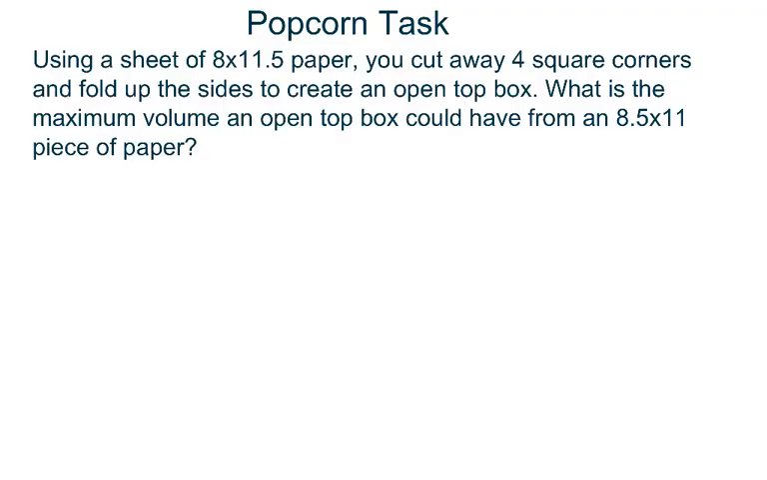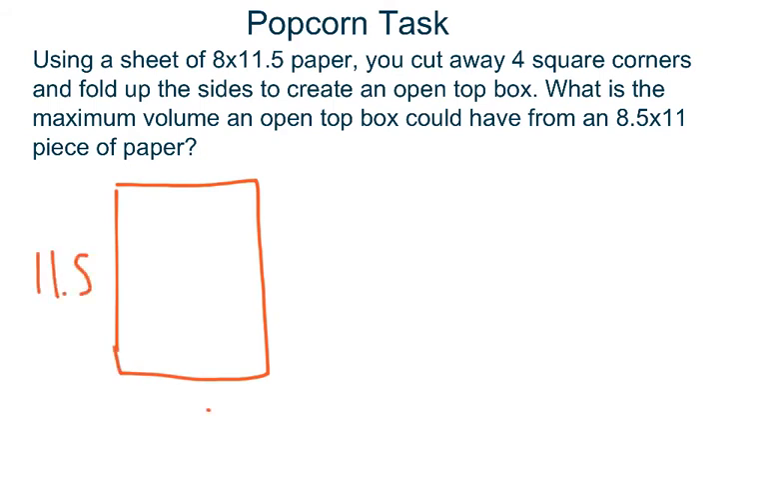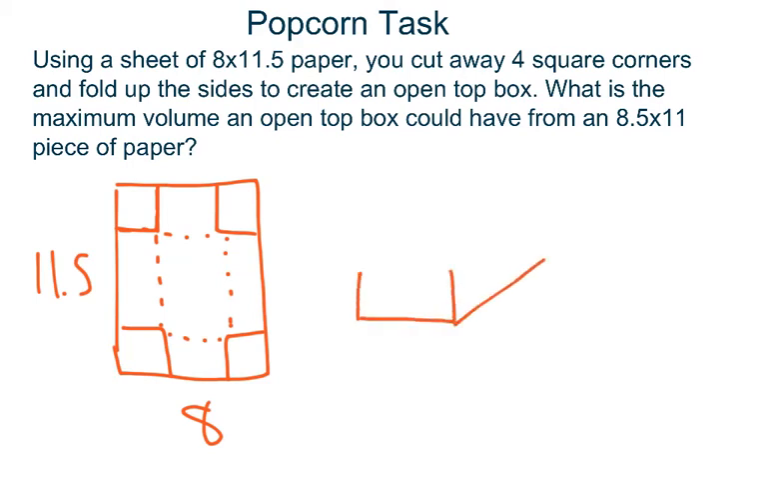Okay. So now let's look at, this is a pretty popular question that you'll see sometimes. So if you think about using a sheet of paper, like just a regular sheet of printer paper. So it's 11 and a half by 8. Okay? And you're going to cut away 4 square corners. Okay? And then you're going to fold up the remaining flaps. So here's kind of what your box is going to look like. It's going to be an open top box.